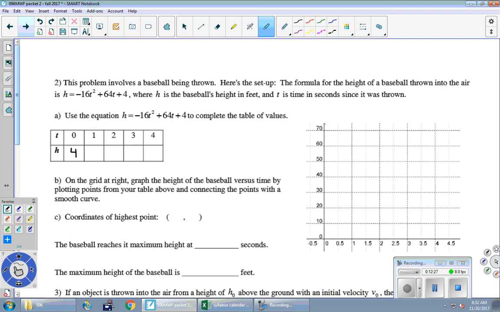Okay, let's go ahead and plug in t equals 1 up there. So we'll do this one out on the side. h equals negative 16 times 1 squared plus 64 times the same 1, and then always plus 4. We're just substituting t equals 1. So negative 16 plus 64 plus 4. What is that? 52.